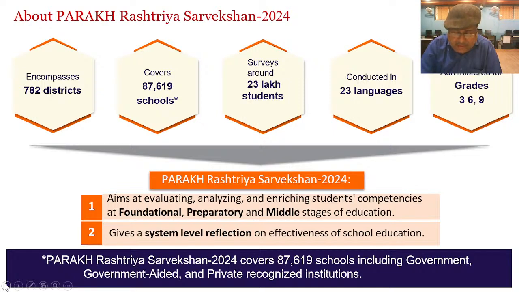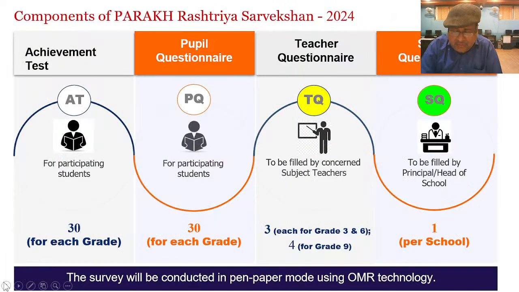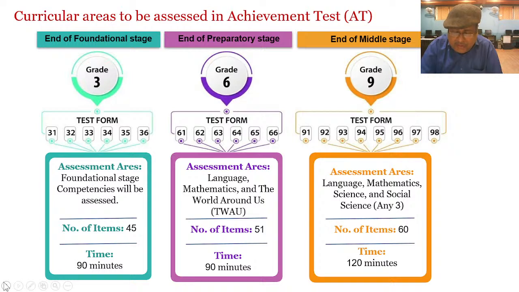For the foundational stage, language, mathematics, and whatever the things around us will be asked, and there will be 45 questions in 90 minutes. That is the duration. For class 6, again it is language, mathematics, and the things around us, there will be 51 questions, and it will be of 90-minute duration. And for the middle stage, that is class 9, it is language, math, social science, and science. Out of these 4, the students will take only 3 subjects, and all the questions will be multiple choice questions. In class 9, the duration will be 120 minutes, and there will be 60 questions.